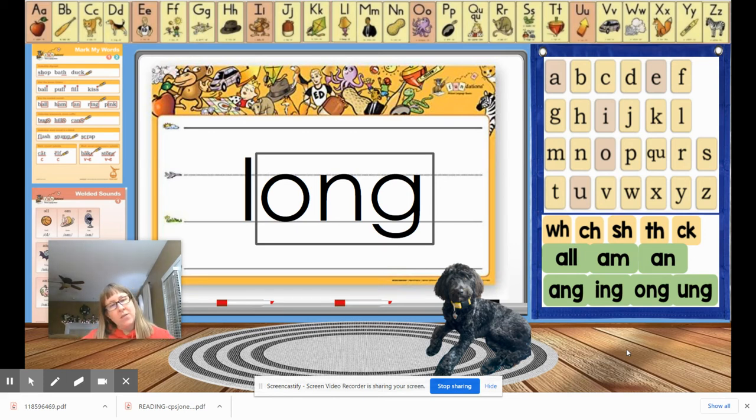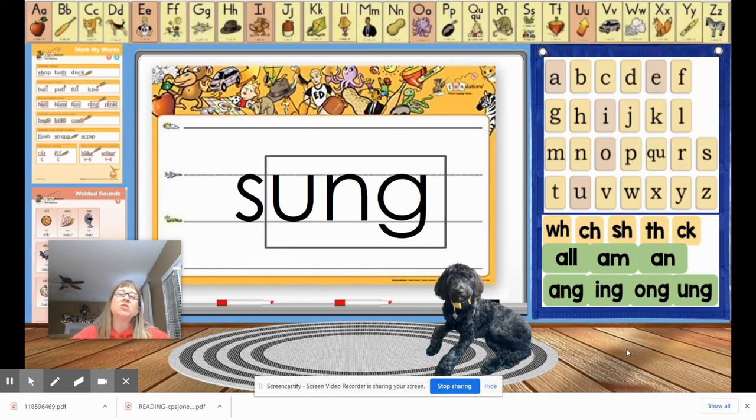Here's another word, sung. Everybody say sung. Let's tap it. Ung. Say the letter names, write it, and then mark it. Give your teacher a thumbs up when you're done. How do we spell sung? Let's see. That's right, S-U-N-G with a box around the ung.